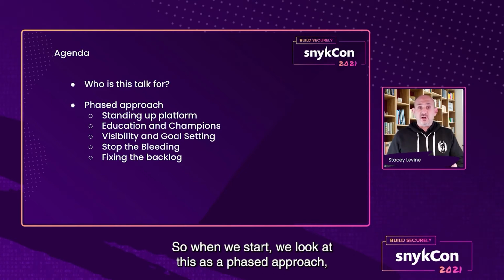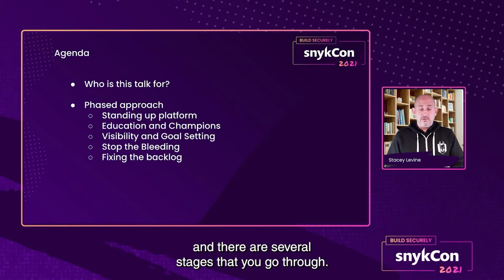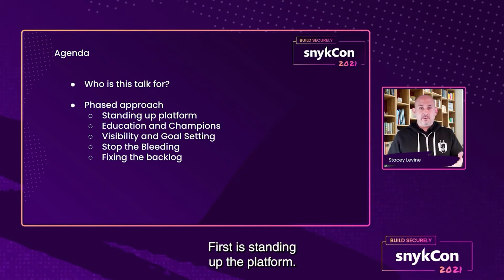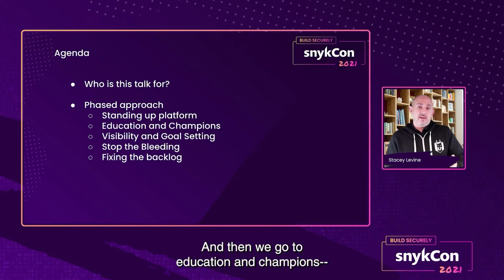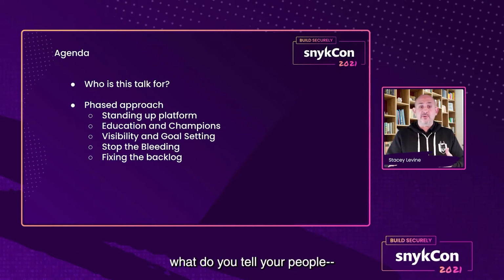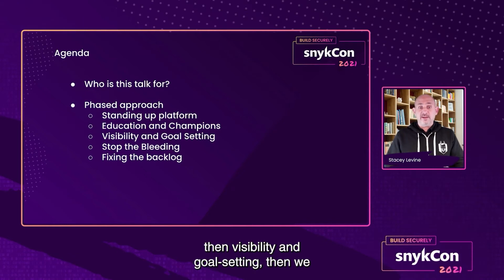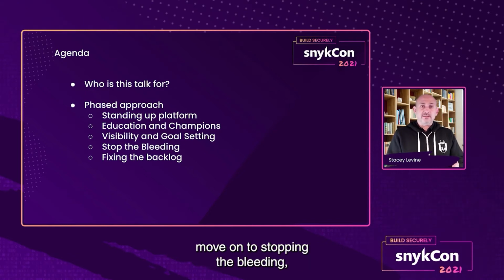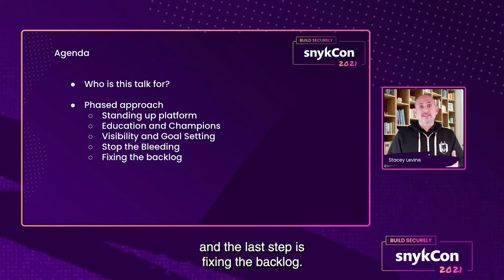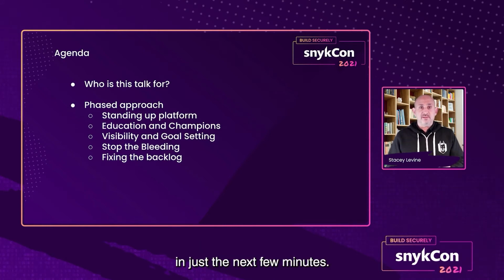So when we start, we look at this as a phased approach, and there are several stages that you go through. First is standing up the platform. Think of this as the technical bits. And then we go to education and champions. So what do you tell your people? Then visibility and goal setting. Then we move on to stopping the bleeding. And the last step is fixing the backlog. So we'll go through all of these steps in just the next few minutes.